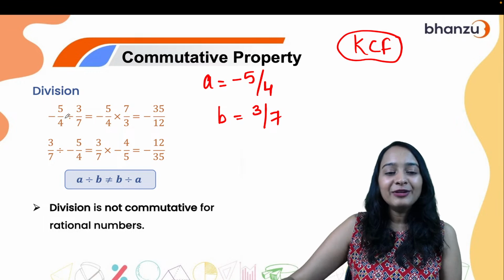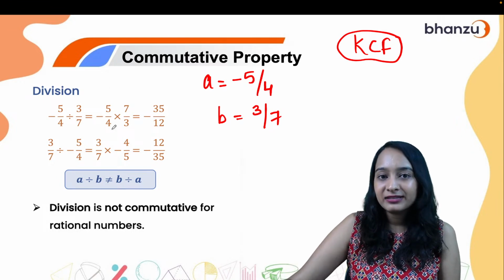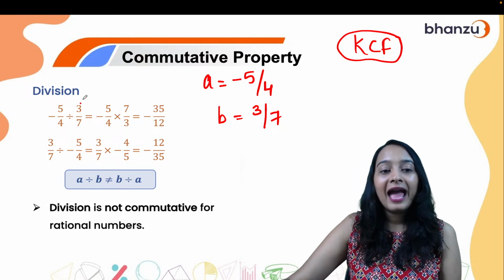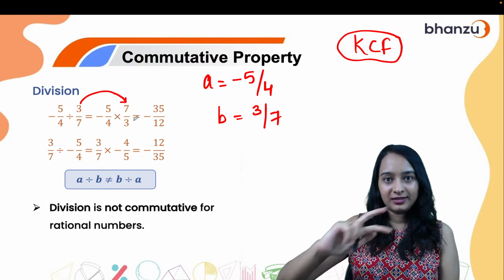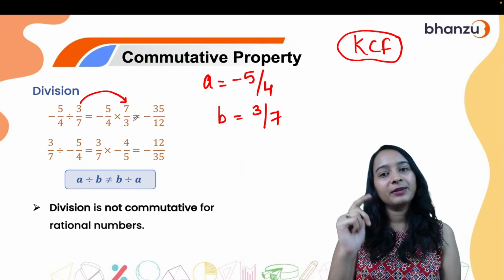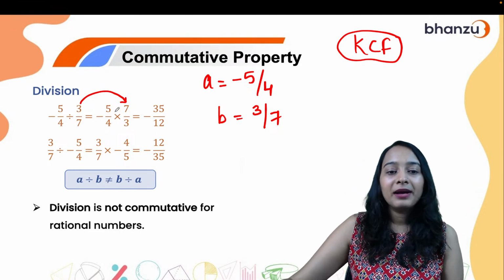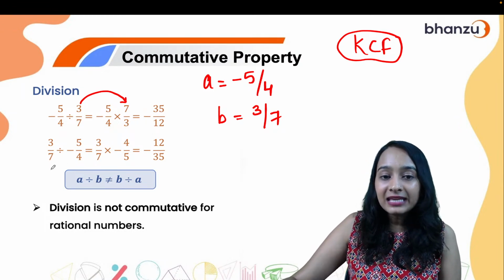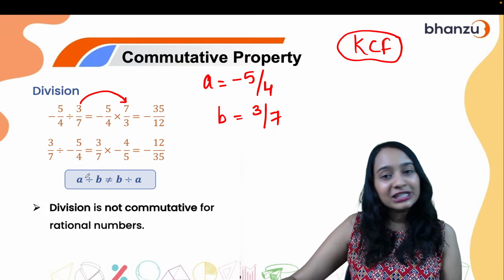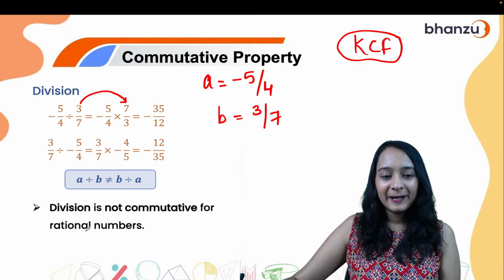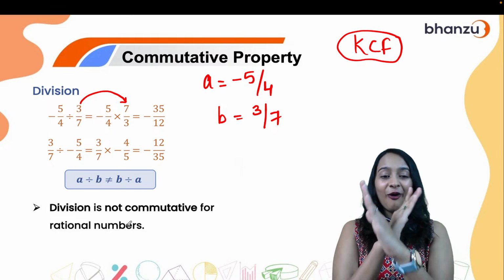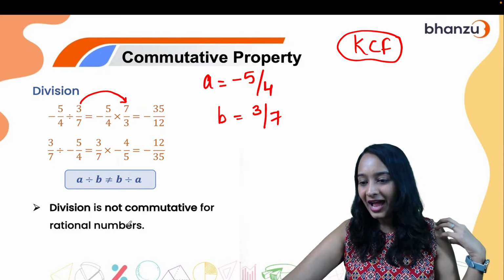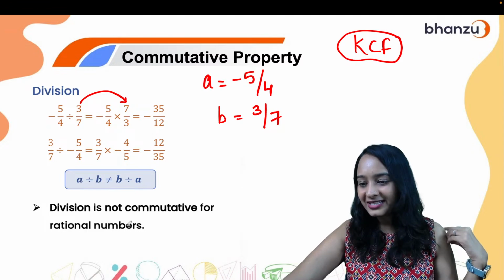So keep the first rational number as it is, minus 5 by 4. Change the division symbol to multiplication symbol and flip, that is, change, reciprocate. 3 by 7 will become 7 by 3. Then multiply the numerator with the numerator, denominator with the denominator. But when you see a by b is not equal to b by a, so division is not commutative for rational numbers.